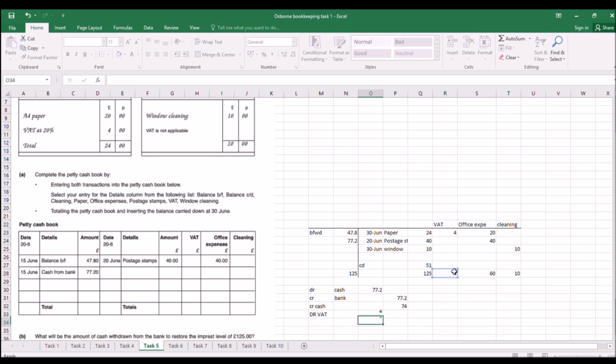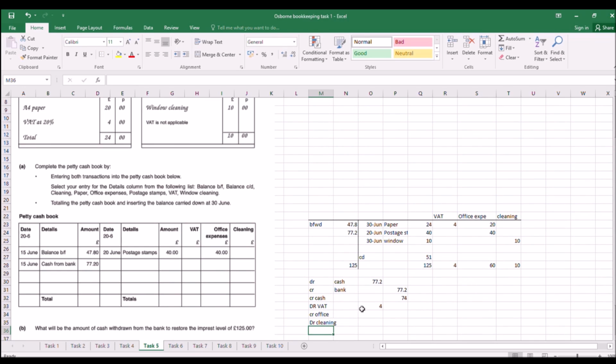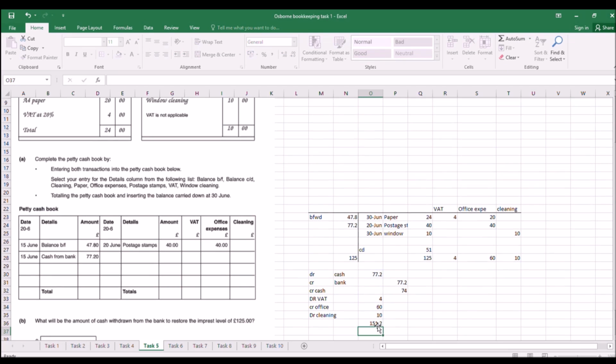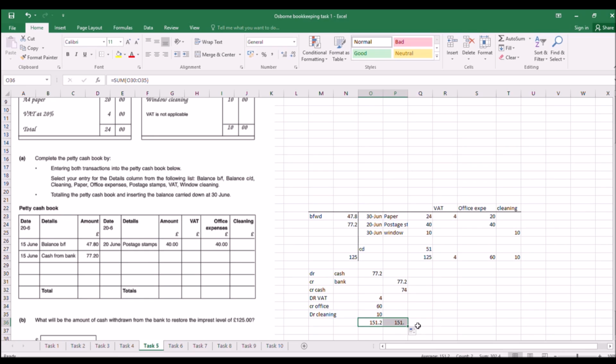This one over here, debit the office expense, and debit the cleaning. Debit the office expense £60 and debit the cleaning £10. That will be our journals that will be posted if we were looking at this. That's why we laid them out like that. Now actually in reality, in a petty cash book we would usually drop that in underneath there. We wouldn't actually put it in there because it's easier to do the journals. So it typically drops in underneath there, in reality.